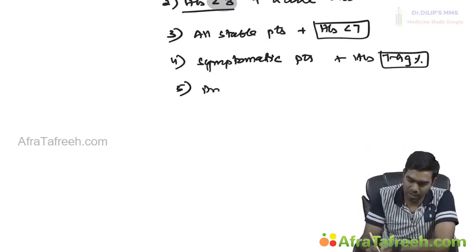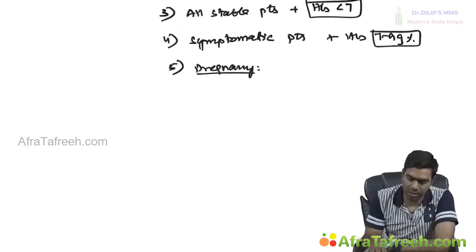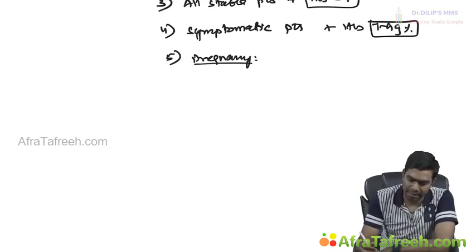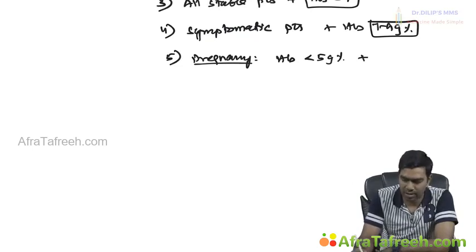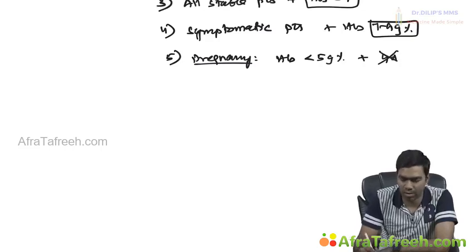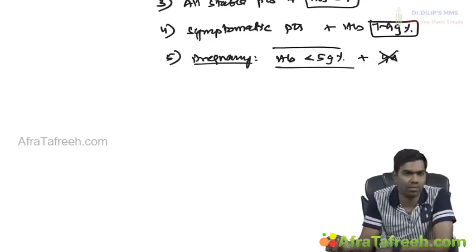And number 5, in pregnancy, will you replace or not? Yes, in pregnancy you can still replace. The indication for replacement is hemoglobin less than 5 grams per deciliter, regardless of the gestation age. Here the gestation age does not matter at all. If it's less than 5, straight away go for blood transfusion in pregnancy.